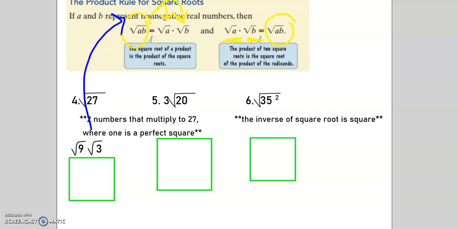The best thing about doing this is now I can simplify this more. I know the square root of 9, right? What's the square root of 9? 3, right? So now I can write that as 3 times the square root of 3 because this doesn't break down at all, right? I can't rewrite the square root of 3. So there's my final answer.